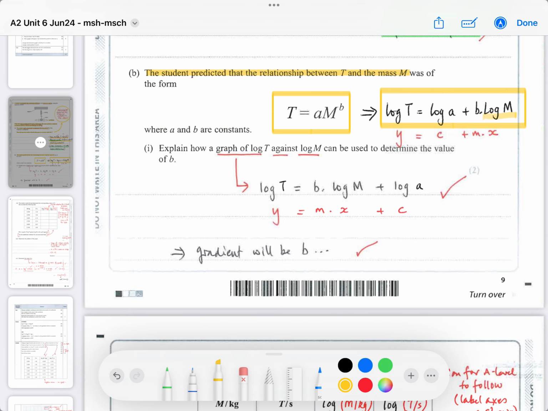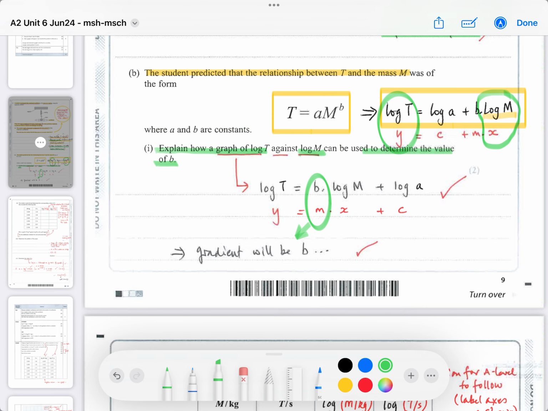Okay? So this is in the form of y equals mx plus c, which I've done in red. So if you've got log T on the y-axis, and they want log m on the x-axis, then you know that the gradient is going to be b. So that's what they want you to explain: how a log graph of log T on the y-axis and log m on the x-axis can be used to determine the value of b. So b will be the gradient, and you've got to say that b will be the gradient, and that will get you the marks.